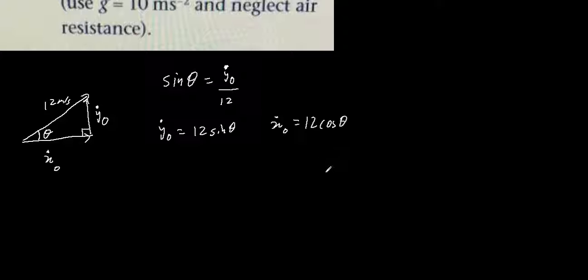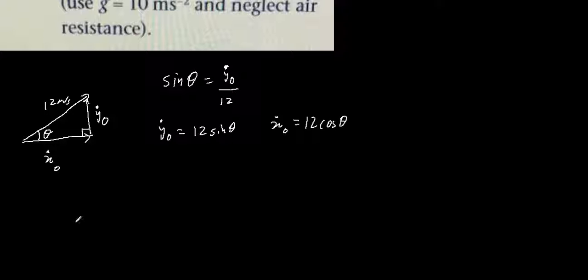So sine of theta is equal to y dot 0 over 12. That means y dot 0, my initial vertical velocity, is equal to 12 sine theta. Following the same way for cos, I get x dot 0, the initial horizontal velocity, is equal to 12 cos theta. Okay, now what can I do with this?